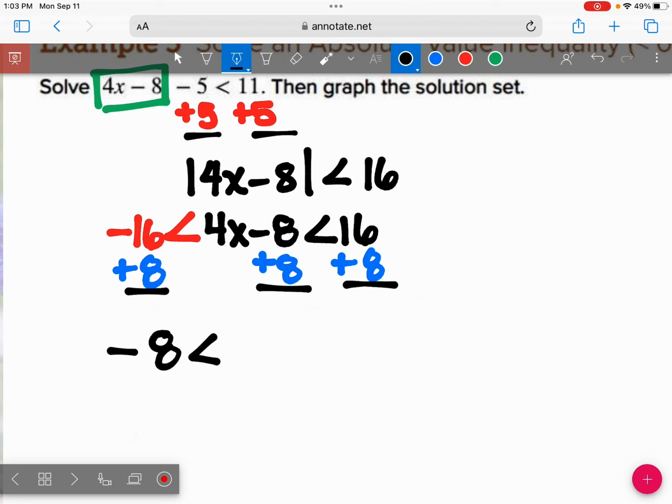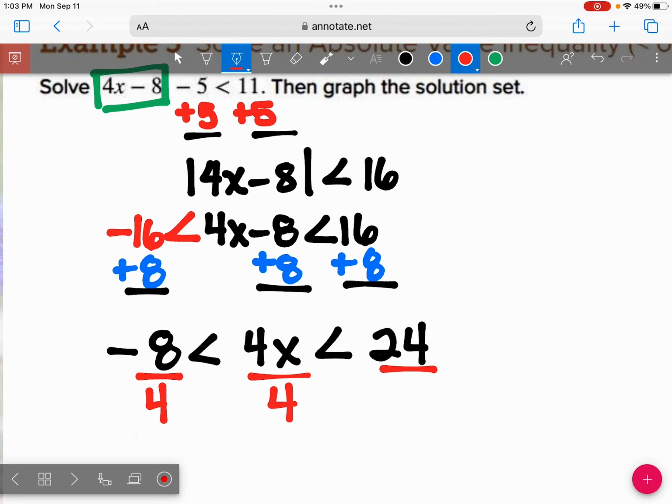Bring down your inequality. 4x is in the middle. And now what's positive 16 plus 8? 24. How do I get rid of this 4 that's being multiplied by x? What's the opposite? I have to get this x by itself. So what are we going to do to get rid of it? Divide it. Good.